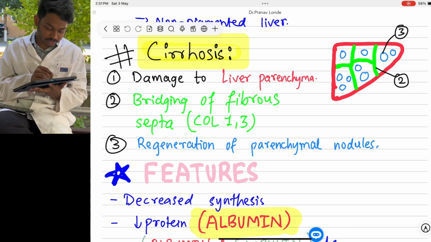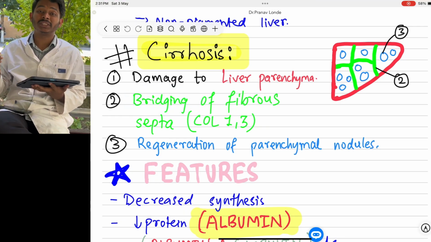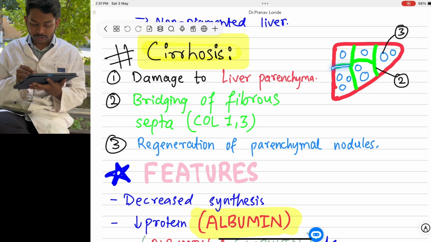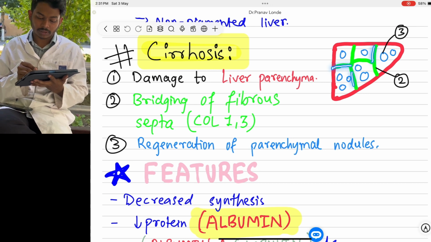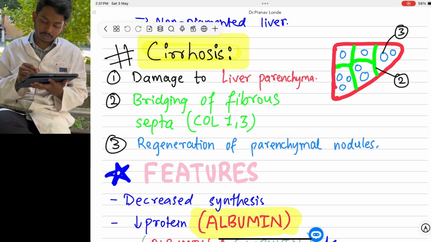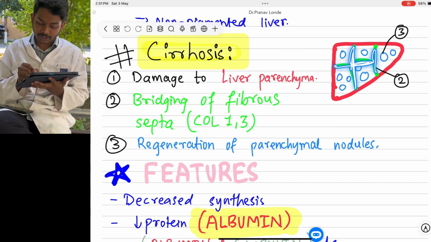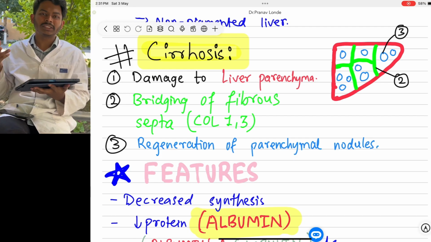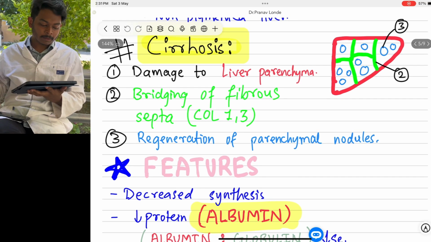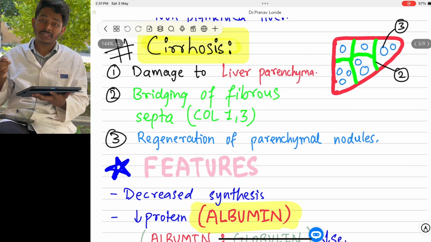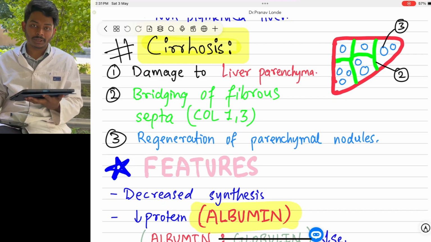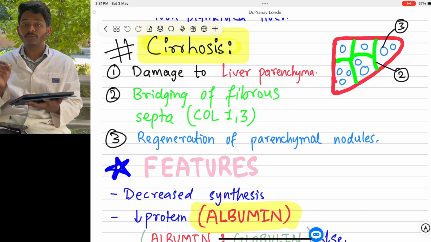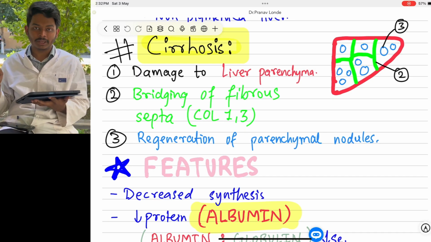What happens is later on this bridging occurs. Bridging means joining. So some fibers are here, some are here, some are here, like this, and later on there will be a bridging of this fibrous septa. This is the second stage of liver cirrhosis, or we can say development of cirrhosis. First, as I told, there will be damage. Second, there will be bridging of the fibrous septa. And which type of collagen? Collagen 1 and 3. Type 1 and type 3 collagen will be there.